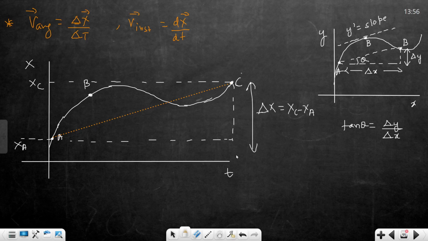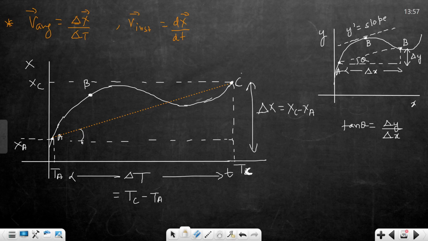Yes, sir. And what about time? This is time TA. This is time TB. Clear? So what will be delta T? Delta T will be equal to, this is not TB, this is TC. TC minus TA. Is it clear? Yes, sir. So what will be the slope of this line? Tan theta, and that tan theta is equal to delta x by delta t. That is the average velocity between A and C. Is it clear?